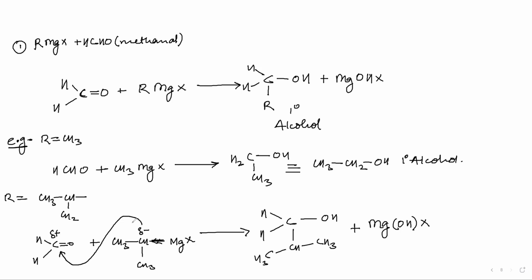We can have different types of aldehyde. Here, what is the case? Here also you can see that this is a 1 degree alcohol. This alpha carbon is bonded to only one carbon, so this is also 1 degree. So one thing you can say is that if methanol reacts with any Grignard reagent, we will get a 1 degree alcohol, a primary alcohol.